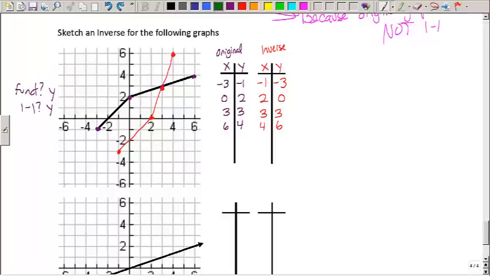One interesting thing to note is that if you draw the line y equals x, the original graph is a reflection of the inverse graph over the line y equals x. And that's because we are interchanging x and y, so it's reflecting over the graph y equals x because the two are interchanging.